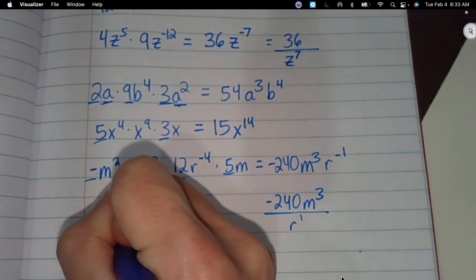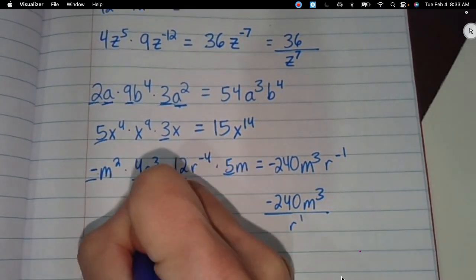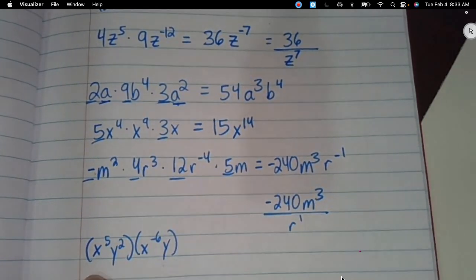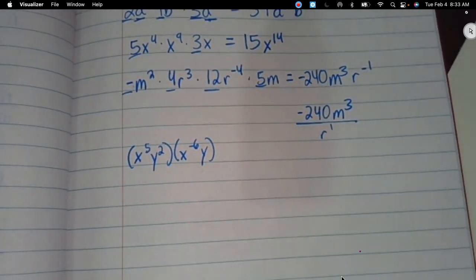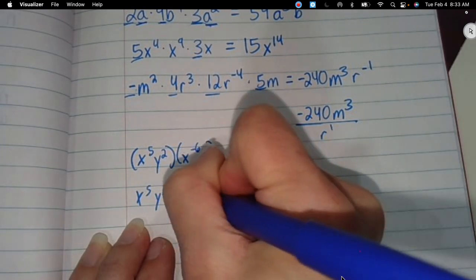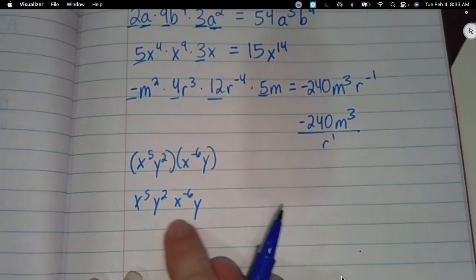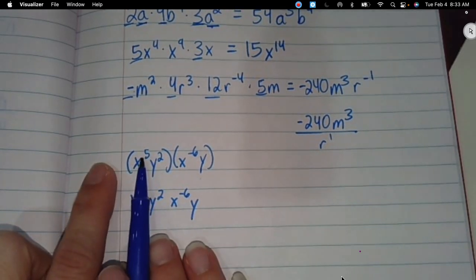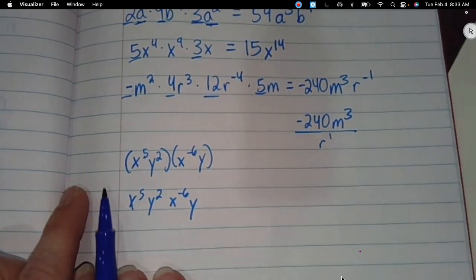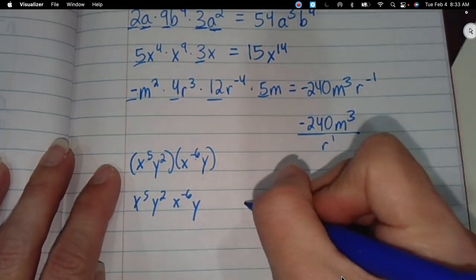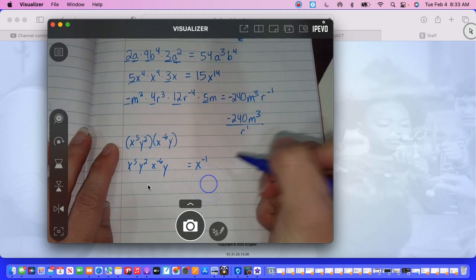They write it like this: x to the 5th y squared times x to the -6th y. Y'all, this is just another way to write multiplication. It's the same thing, okay? I could write it like this: x to the 5th y squared x to the -6th y. That still all means multiplication. So don't let the little parentheses confuse you. That just means multiplying. So I'm going to combine my x's. What do I do? I add those numbers. There are no numbers out front, right? No numbers to multiply. What's 5 plus -6? -1. So I've got x to the -1.